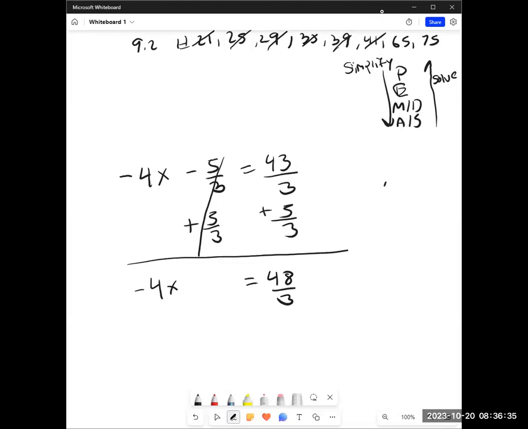So 48 over 3. 48 is 3 times 16. 3 goes into 3 one time and leaves us with 16 over 1, which is 16. So negative 4x is equal to 16. Then we're going to divide both sides by a negative 4, and x is equal to negative 4.